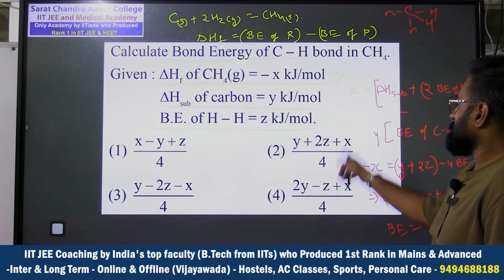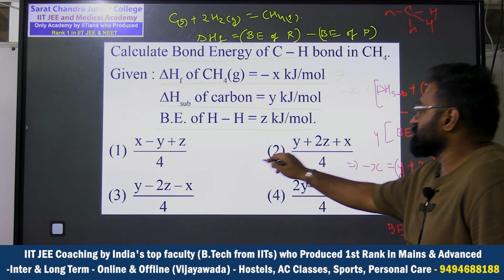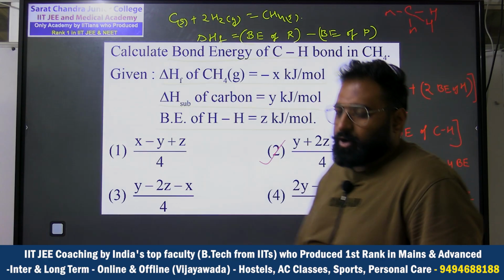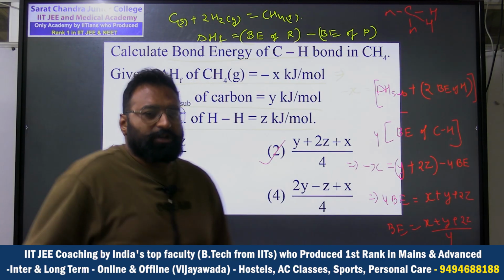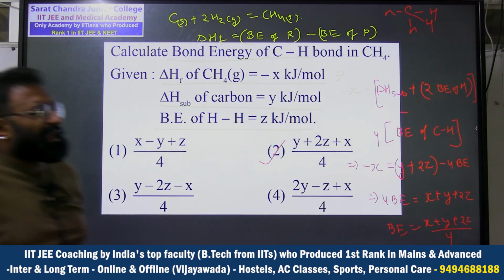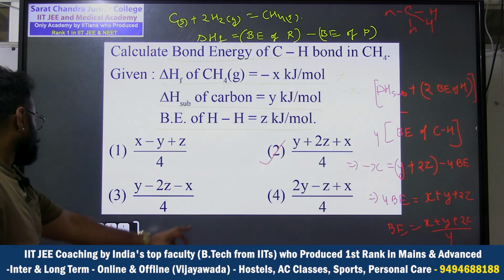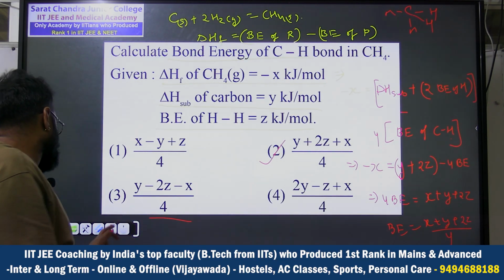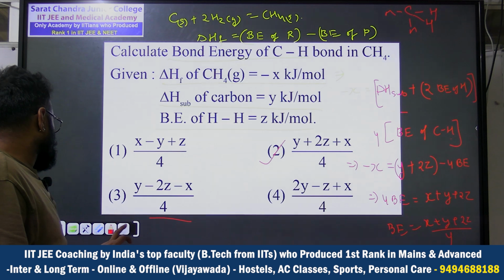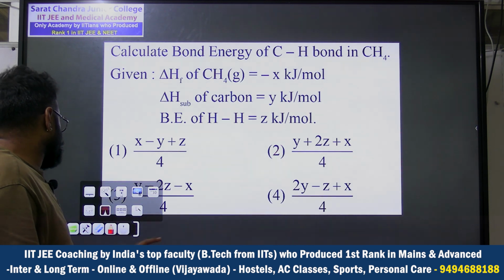So what is the correct option? X plus Y plus 2Z by 4. So the second option becomes the correct option. A simple NCERT based question is this. Okay, chalo, let us see another question.